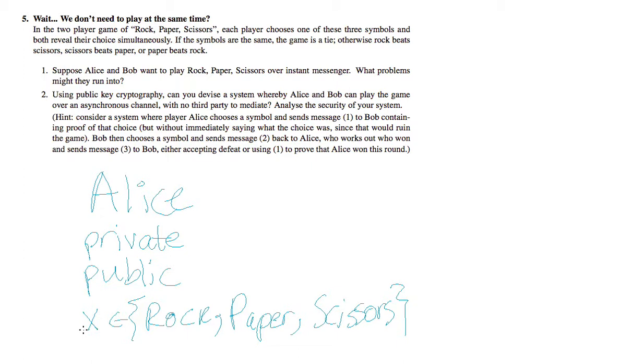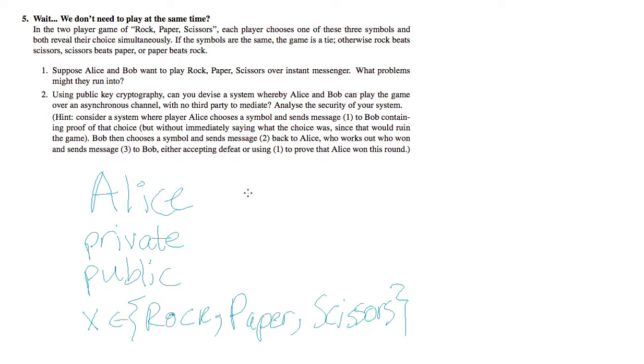Now, if Alice were to use her private key, then we know that the inverse to encryption with private key is encryption with public key, right? So Bob knows Alice's public key, so he would be able to decrypt what Alice sent him, right? So we obviously don't want to do that. Now, how about Alice encrypting the message with her public key?